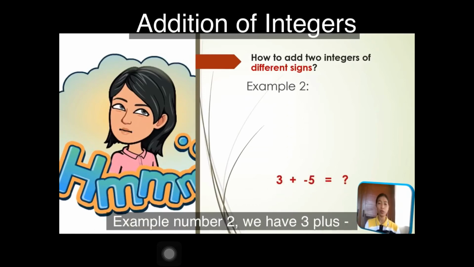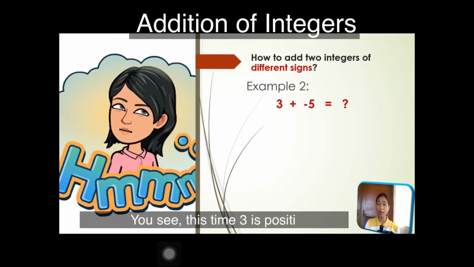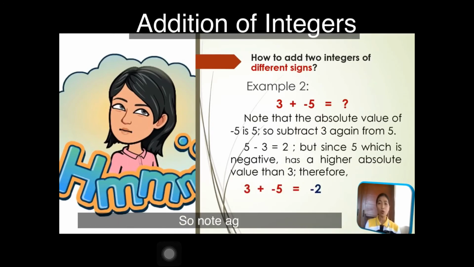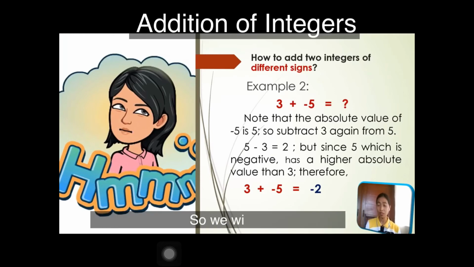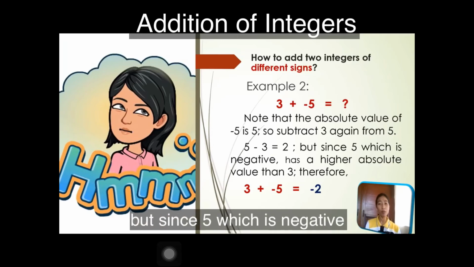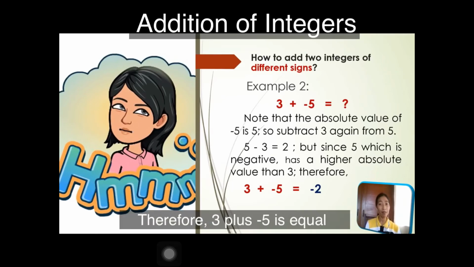Example number 2. We have 3 plus negative 5. You see, this time, 3 is positive, 5 is negative. So, note again that the absolute value of negative 5 is 5. So, subtract 3 again from 5. So, we will have 5 minus 3, and that is equal to 2. But since 5, which is negative, has a higher absolute value than 3, therefore, 3 plus negative 5 is equal to negative 2.